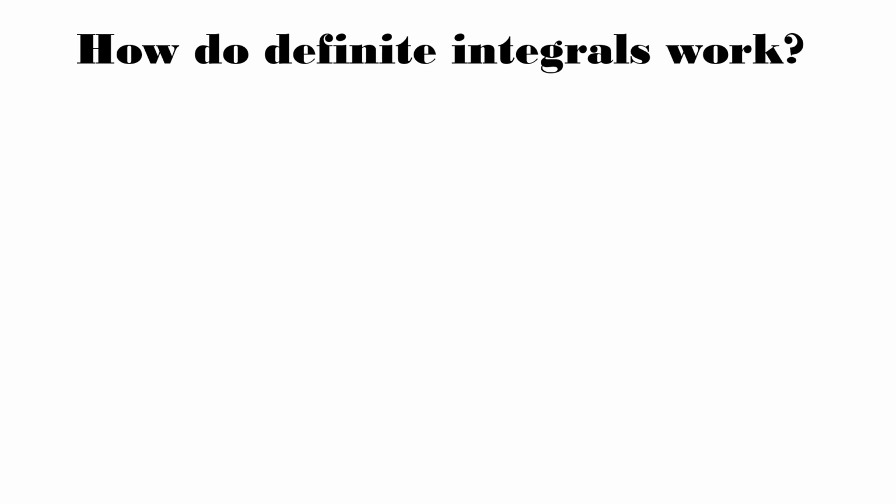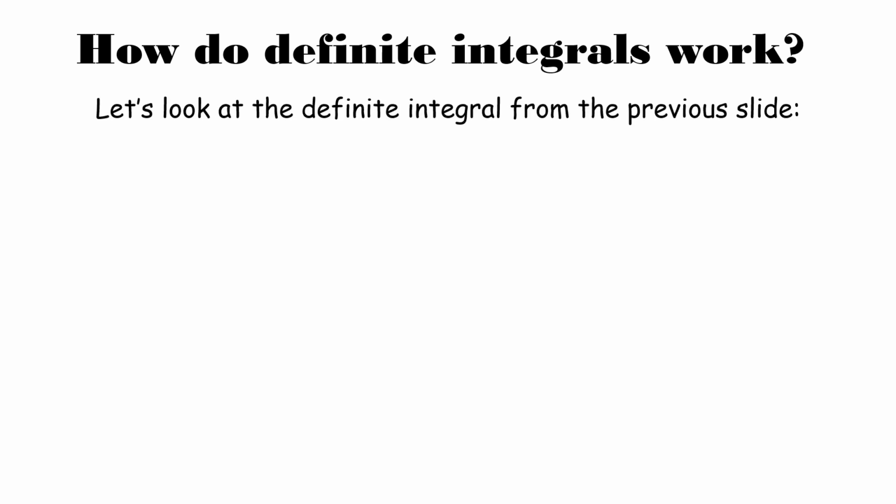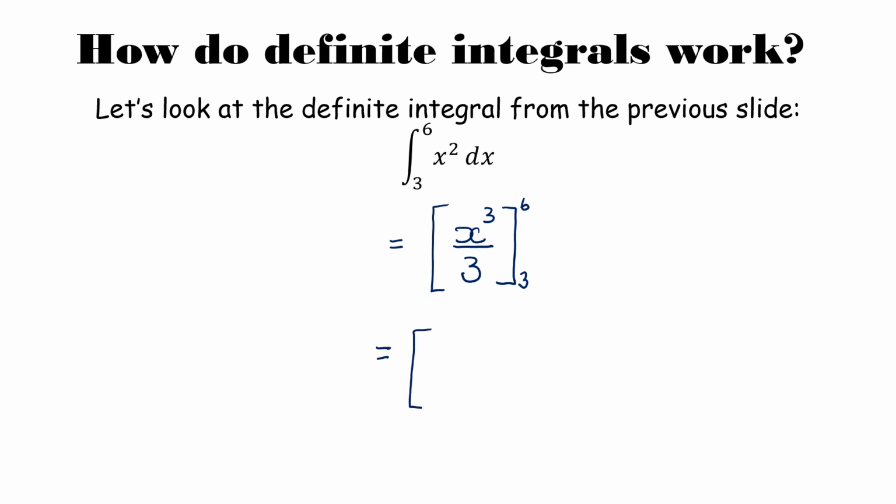So how do they actually work? Let's take the example that was just on the previous slide, x squared dx, integrated between 3 and 6. Our first step is to integrate as normal. This is a polynomial, so we add 1 to our power and then divide by our power. This time I don't need to add a plus c. Instead, I'm going to bring down my limits of integration, which are 6 and 3. That means we first sub in the higher value, which in this case is 6.